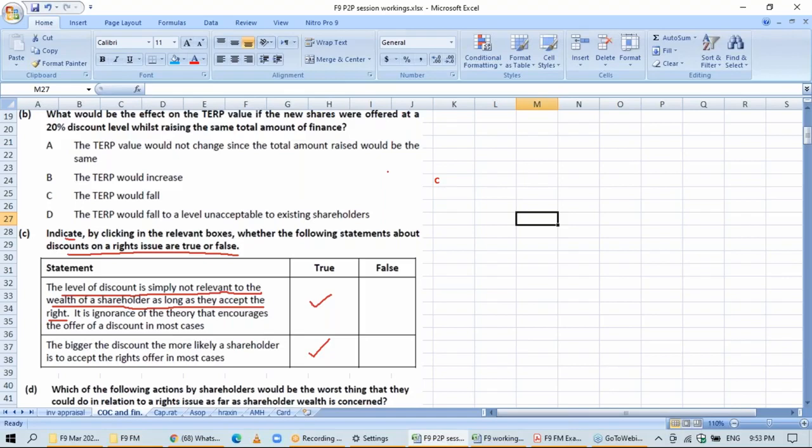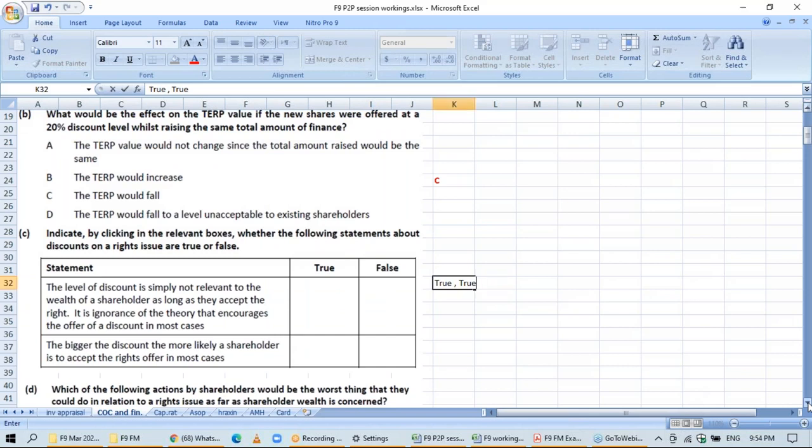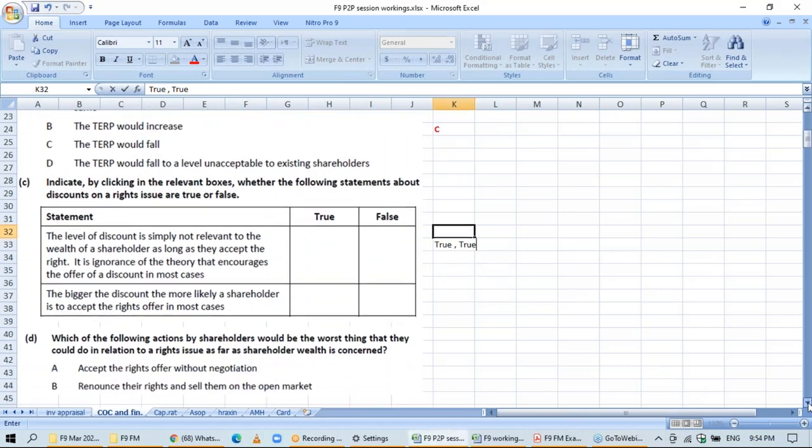Now this was a simple question. Okay. Moving on to the next part, part D.